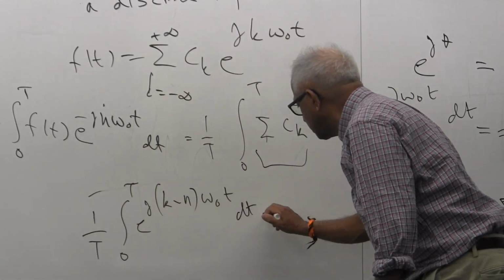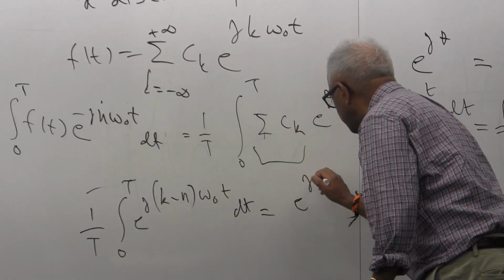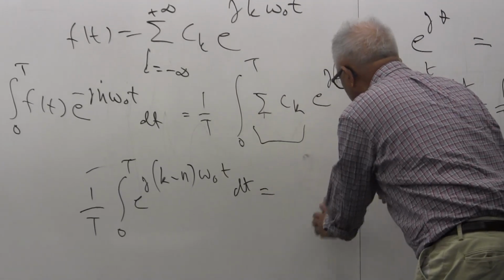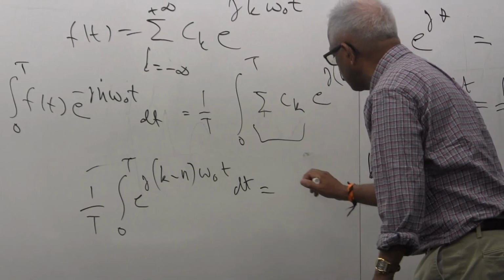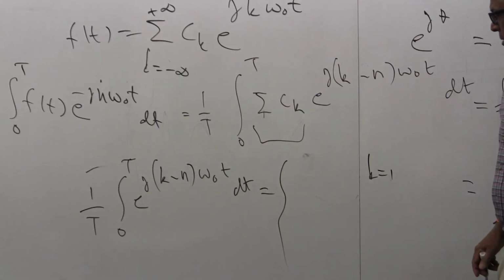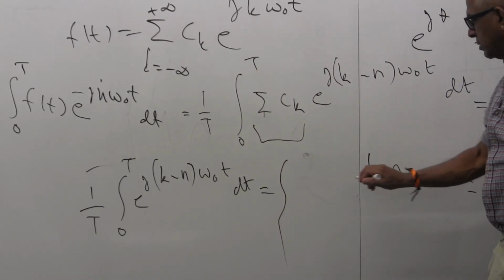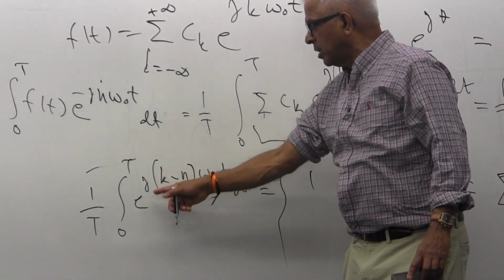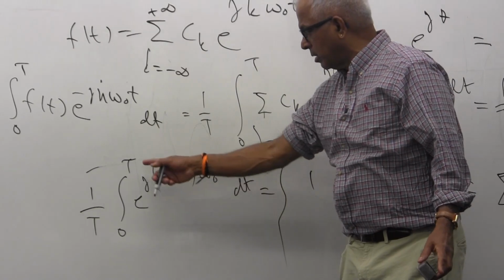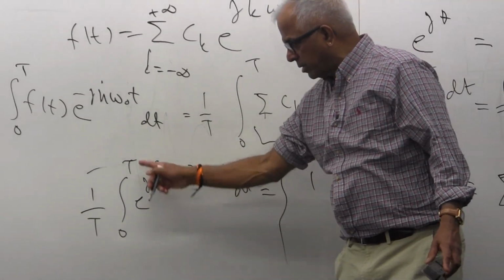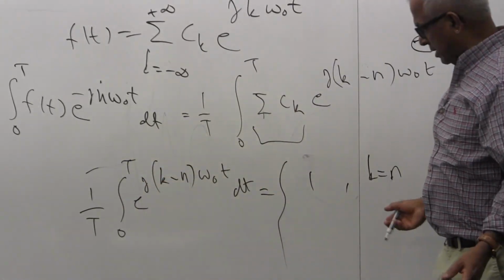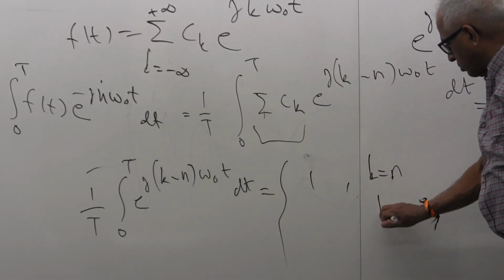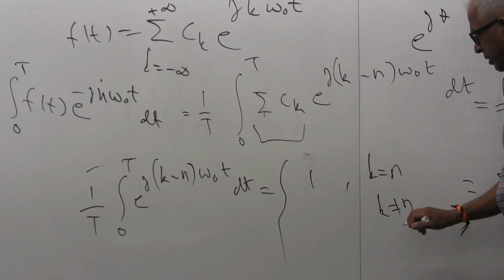So if I do this, this will be e to the power j. First of all, if k equals n, what is the value of this? If k equals n, this is 1, because the whole thing is e raised to 0, which is 1. So when you integrate, you get capital T divided by small t, which is 1. So the only thing we need to do is consider when k is not equal to n.